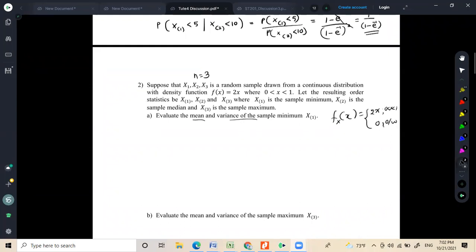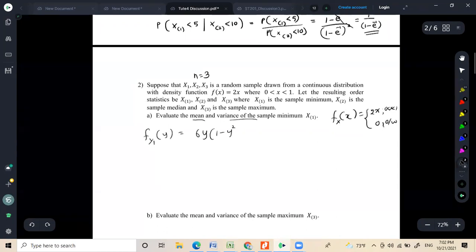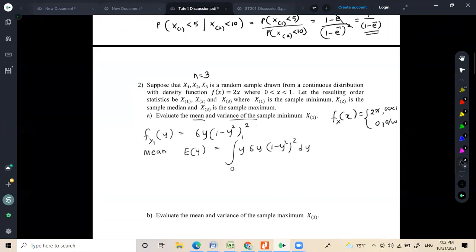So here, and I think we did this in the exam paper anyway, I'll write here the minimum. Yes, this is the one we did actually. If you want to find the mean of this one, how do you find it? Expectation of Y: y times f of y1, which is 6y(1 minus y) squared, evaluated from 0 to 1. X is from 0 to 1, so obviously when you order them, they are also from 0 to 1. Do this integration and you can find the answer.